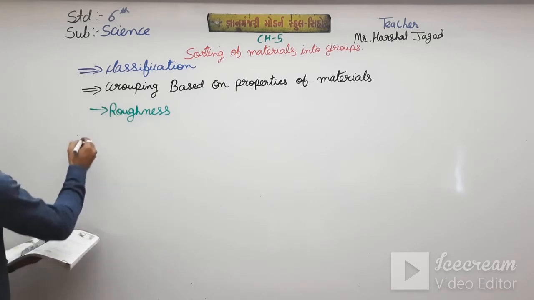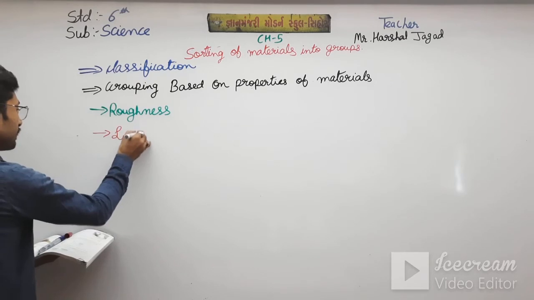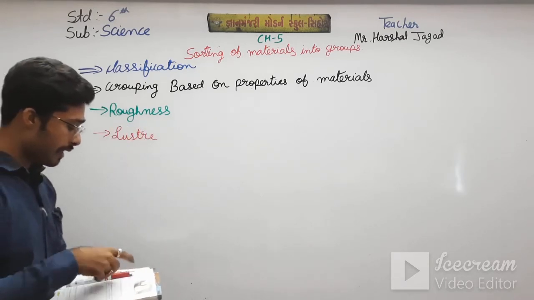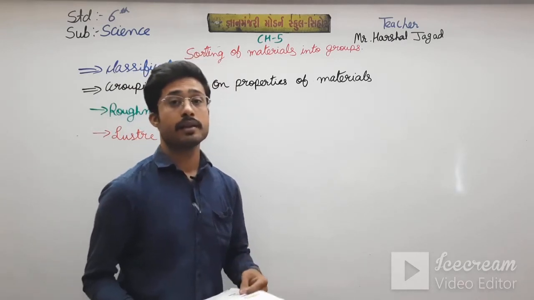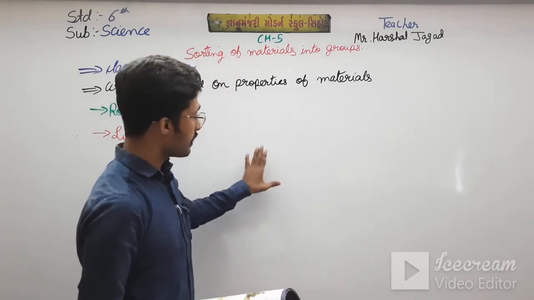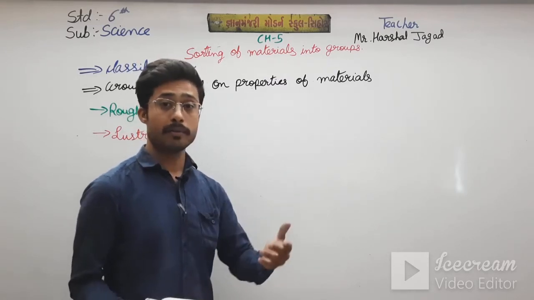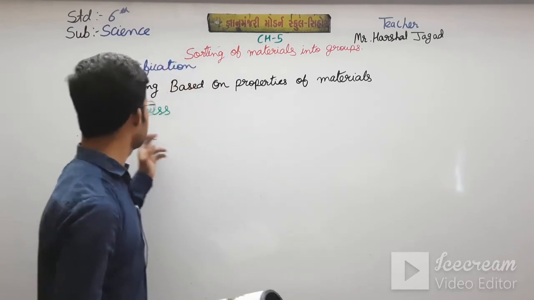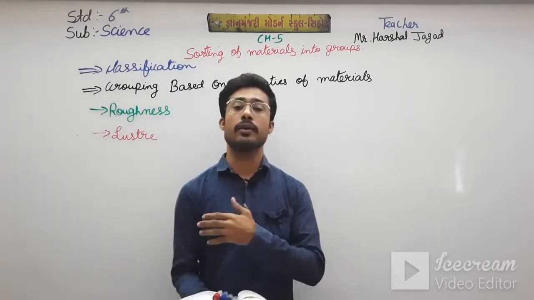So for that, another property is luster. Materials that have a shiny surface are said to be lustrous. See here, the board is a shiny surface. You can see gold and silver, all are shining substances. They are known as lustrous substances, and we are classifying according to that.